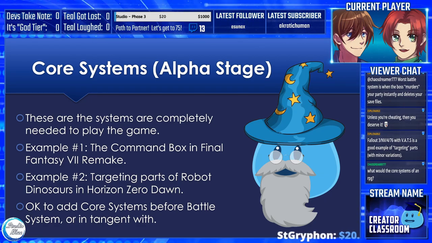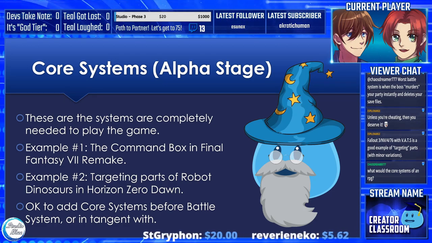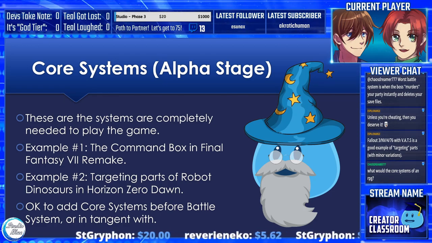Gosh, a core system of the Atelier series is alchemy. Mixing this thing with that thing to make a better thing. That's a core system. It wouldn't be the Atelier series without it.